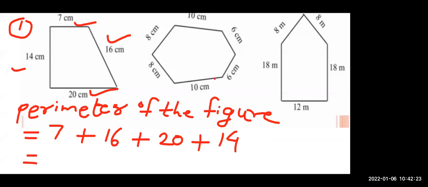Yes, very good. Students are giving me the right answer. What you will get after adding this one? You are going to get 57 centimeter. So in this way, you are going to find out the perimeter of each figure. Can you do the second sum?